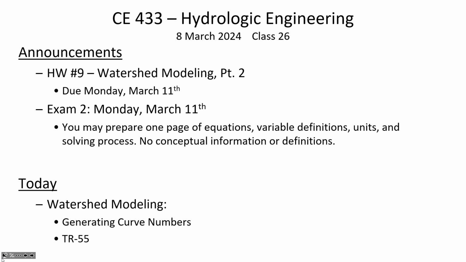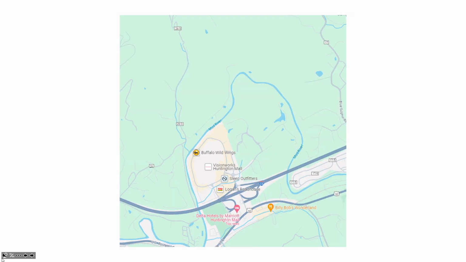What we're going to do in class today is go through the process of generating curve numbers for the same watershed that we looked at on Wednesday, that watershed over by the Huntington Mall. We'll calculate curve numbers and then use those to run through the TR-55 method. Just to refresh your memory, this watershed has a stream that runs along Wildcat Road and discharges into the Mud River. If we zoom in, the stream goes under the road at a certain point, and that would be the location of interest.